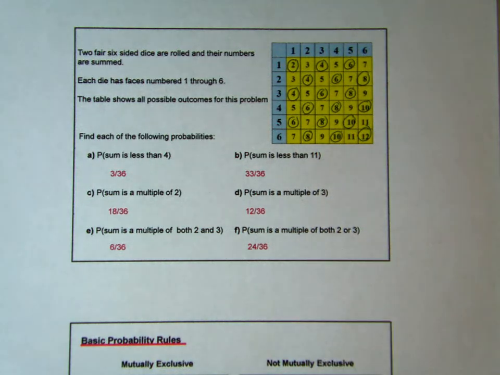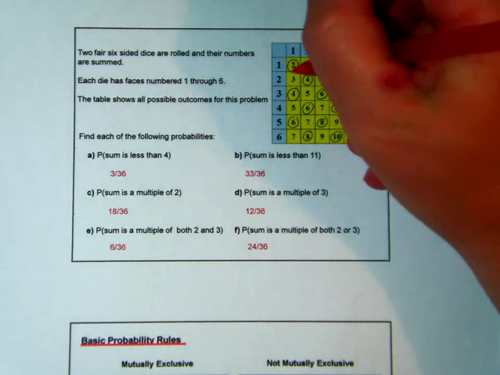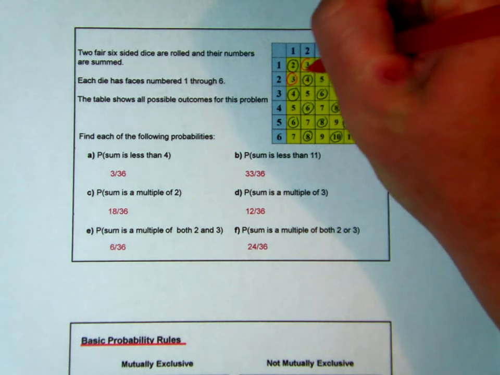Okay, part D, what's the probability it's a multiple of 3? So what I'm going to do is circle all the multiples of 3 in red.